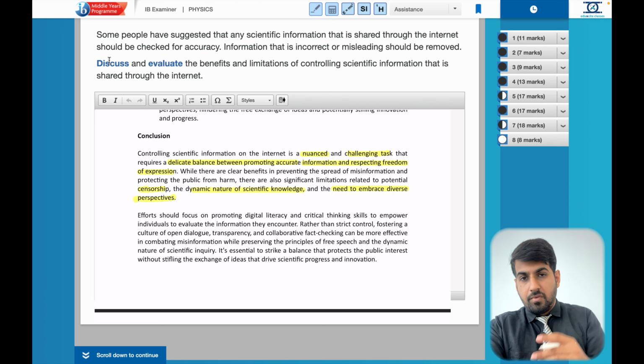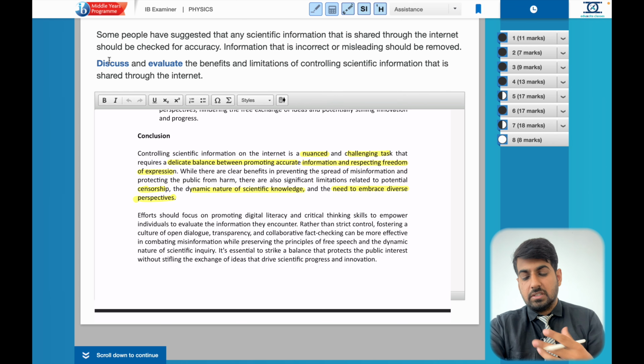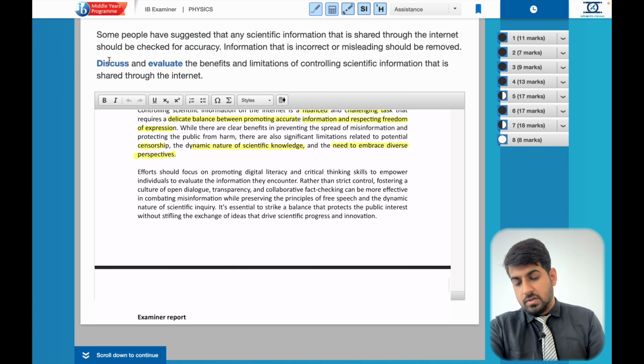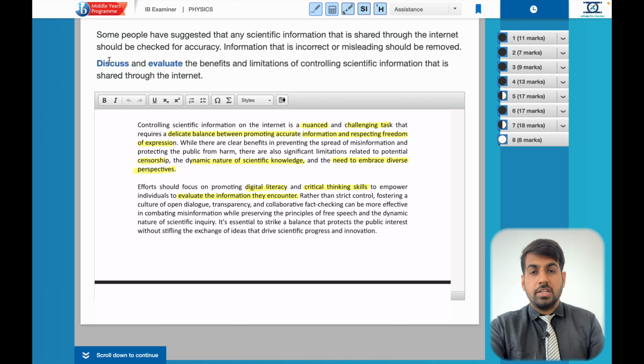So now we have mentioned both benefits and limitations. Now what is our personal judgment? Efforts should focus on promoting digital literacy and critical thinking skills to empower individuals to evaluate the information they encounter. They should not blindly believe in this. They should use their own brains, their own understanding. So we should promote digital literacy and critical thinking skills in the individuals who are using that information.